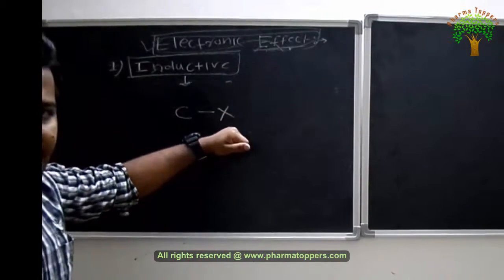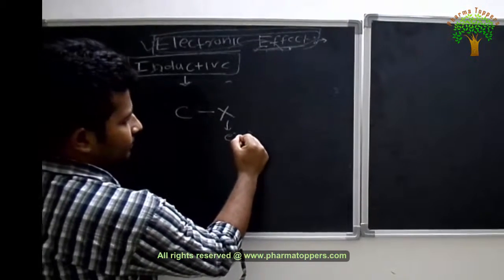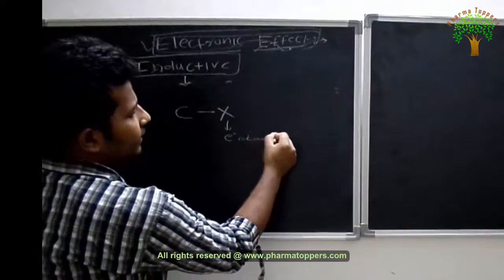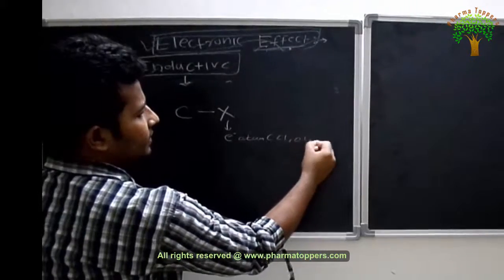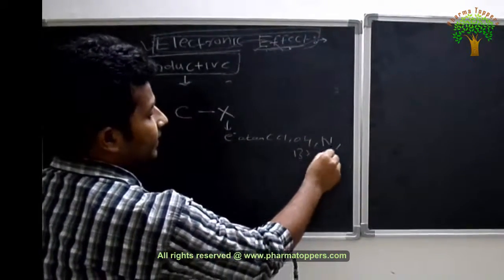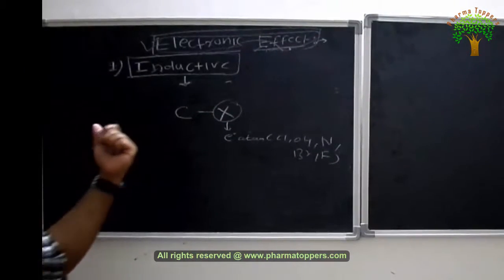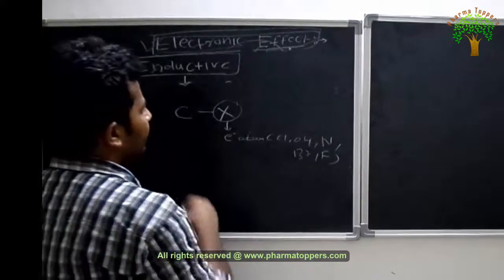Suppose X is the electronegative atom. Any chlorine, OH, or any N, or any bromine, any electronegative atom is attached to the C4, that is the carbon.